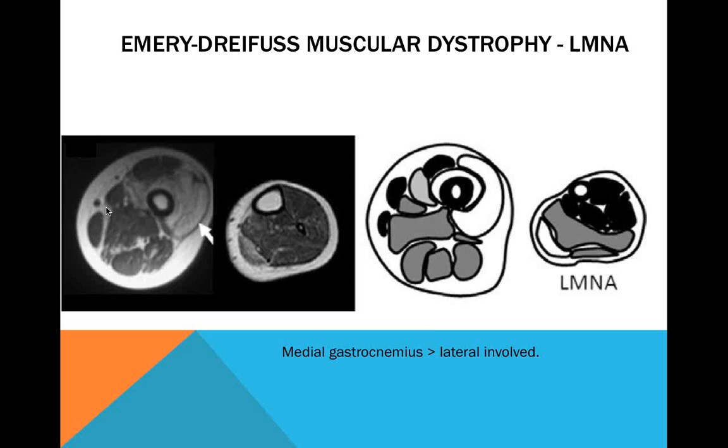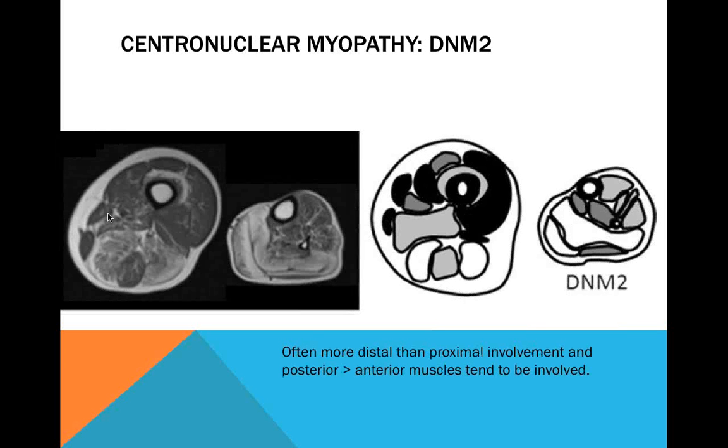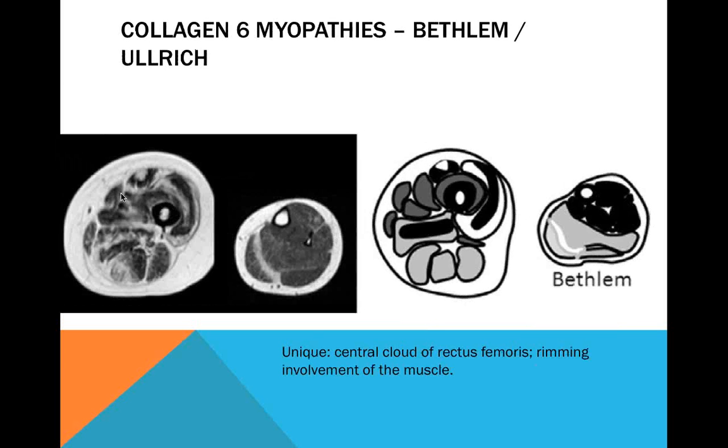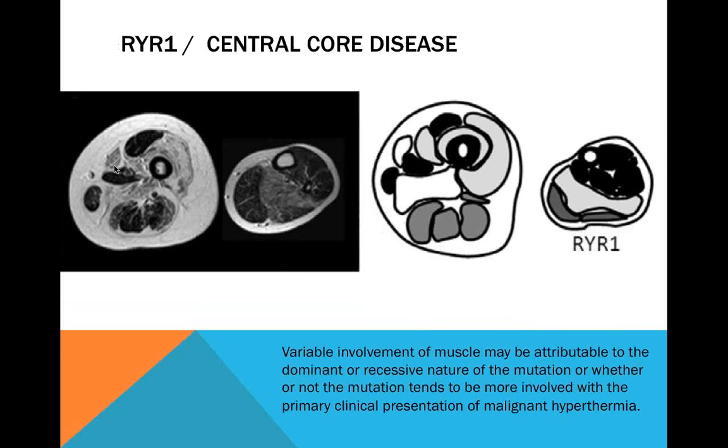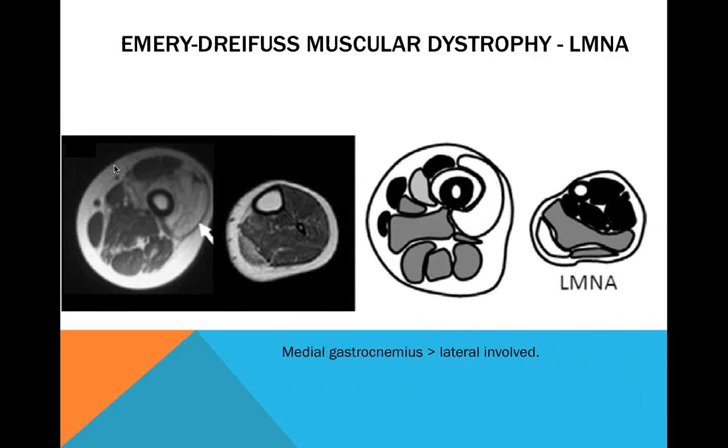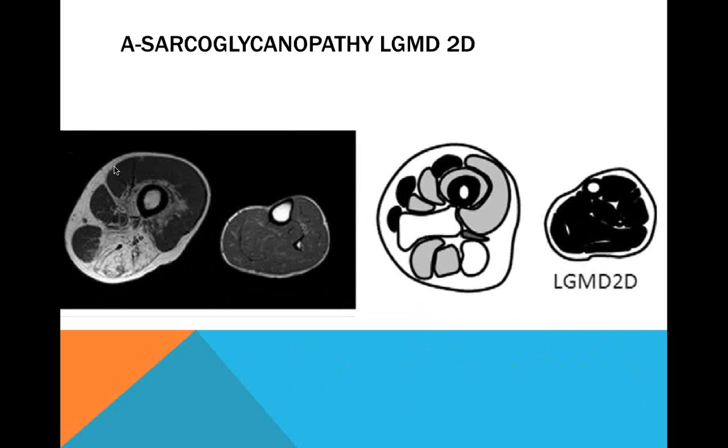Compare it to the sartorius and gracilis muscle in the Emery-Dreifuss, centronuclear, collagen 6, SEPN1, RYR1. And then focus on that area and now look at the size of those inside of this sarcoglycanopathy. I've seen this in Duchenne patients as well.